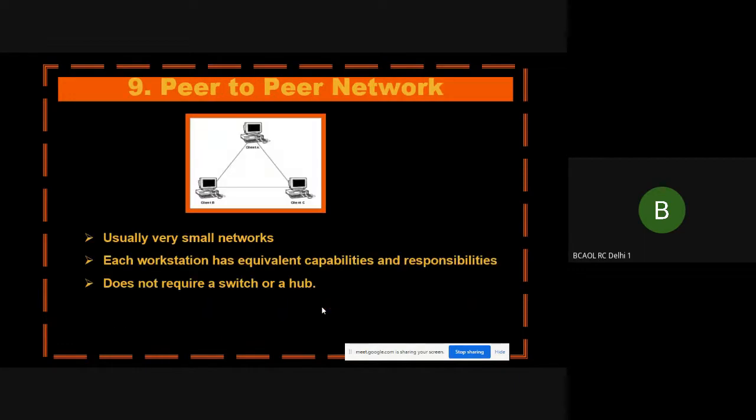So these were the different types of networks which we talked about. Then the other thing is network topology.